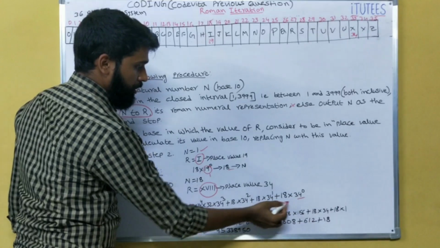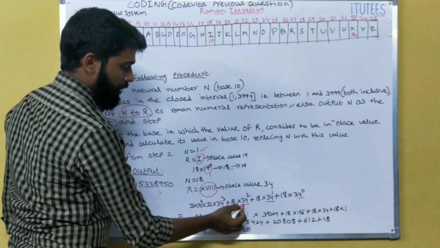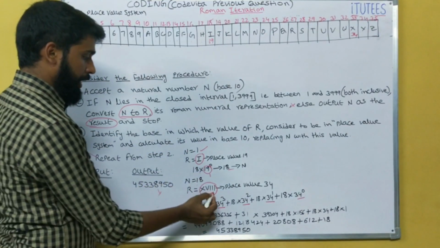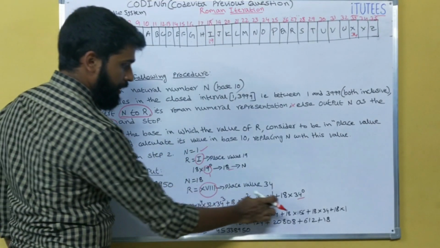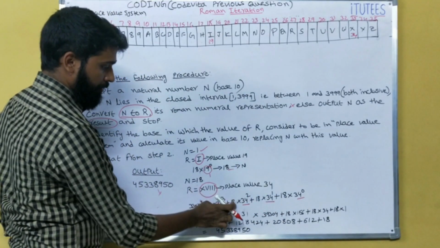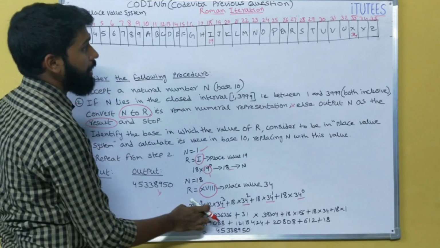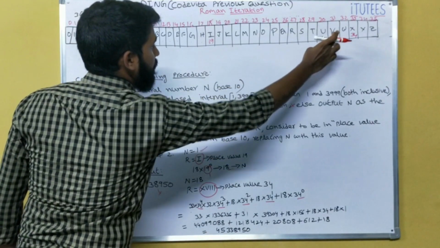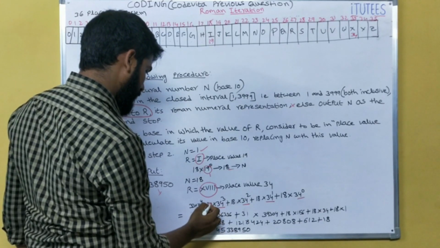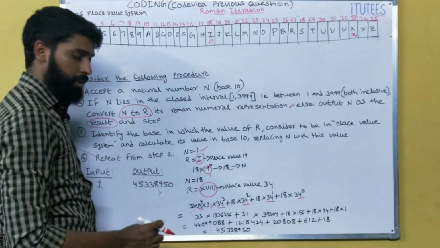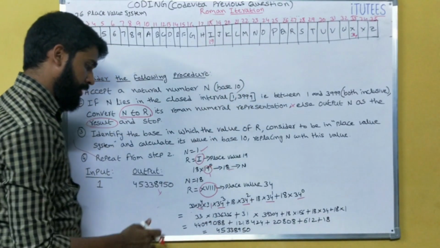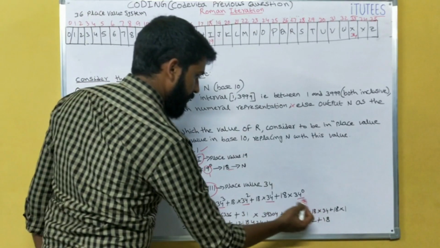So 34 power 0, 34 power 1, 34 power 2, 34 power 3, 34 power 4. And what is the index of I? It is 18. Index of V? Sorry, index of I, it is 31. So 31 into, yeah, what is the index of X? 33. So now you can perform the operations.